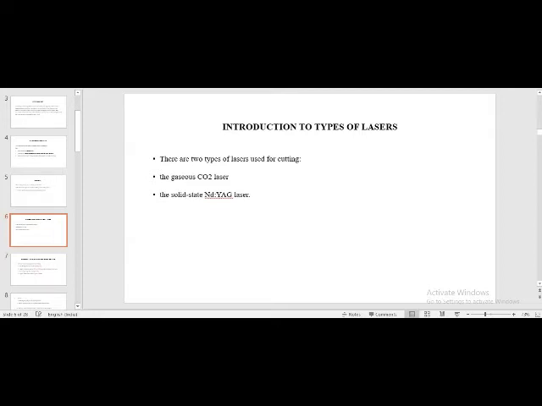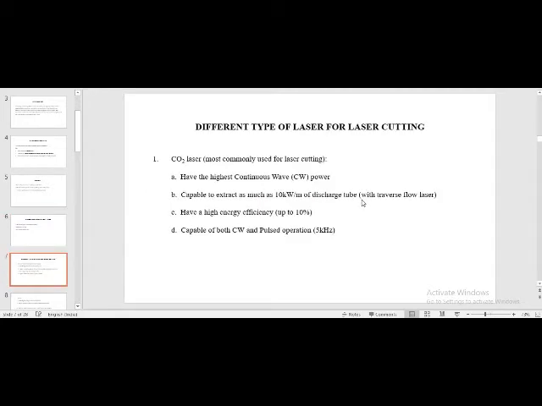Introduction to types of laser. There are two types of laser used in cutting. The first one is the gaseous CO2 laser and the second one is the solid-state laser. Actually, there are a lot of types of laser, but these are the main ones used. Different types of laser for laser cutting. The first one is the CO2 laser, the most commonly used for laser cutting. So here we talk about it.